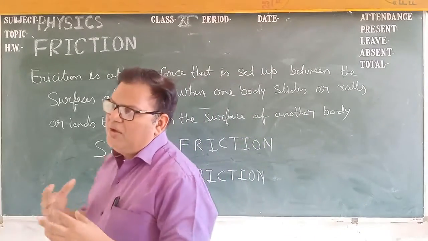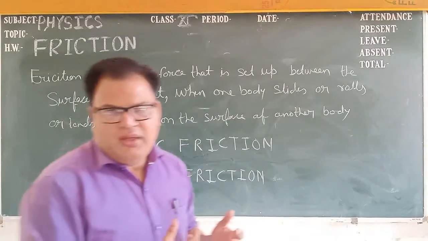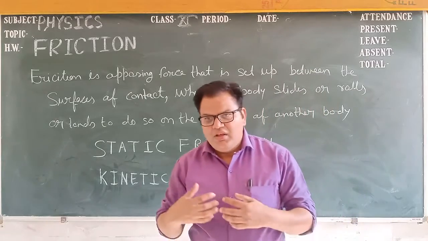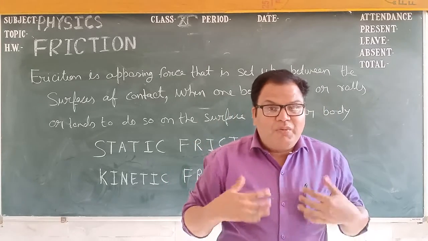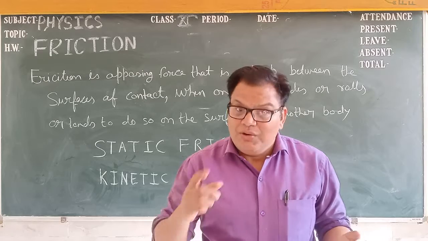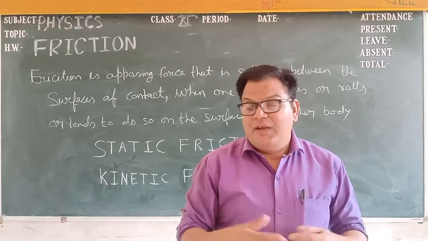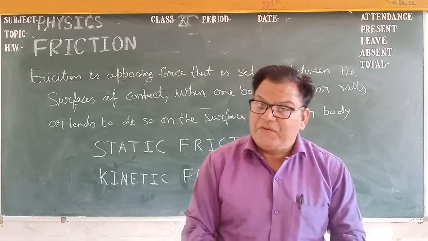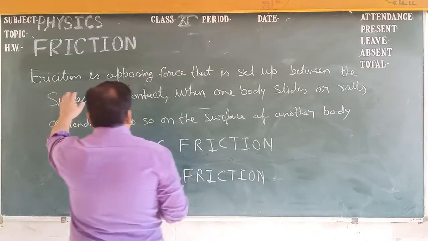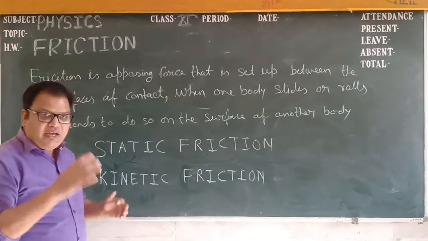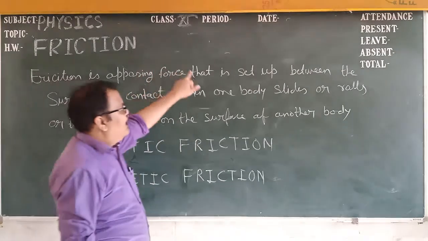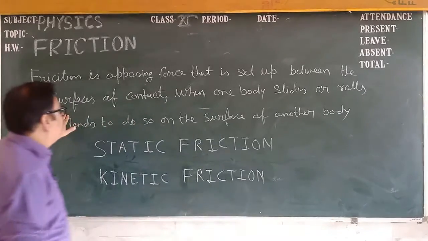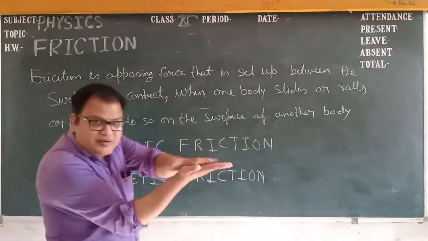What actually happens? Student, friction is just a force, but it is an opposing force. What happens when we are moving? It is due to the friction force. If there is no friction, we are unable to walk. Definitely. Student, friction is an opposing force. It is the opposing force that is set up between the surfaces of contact.